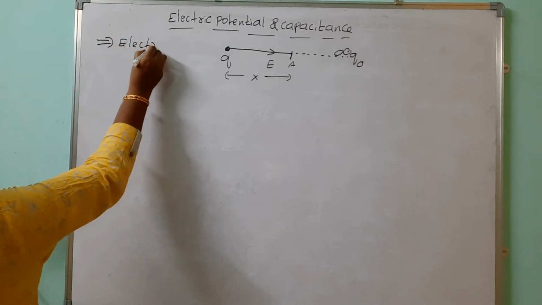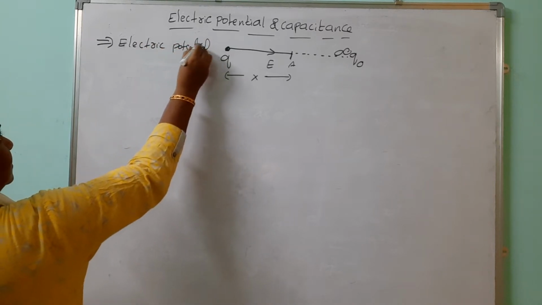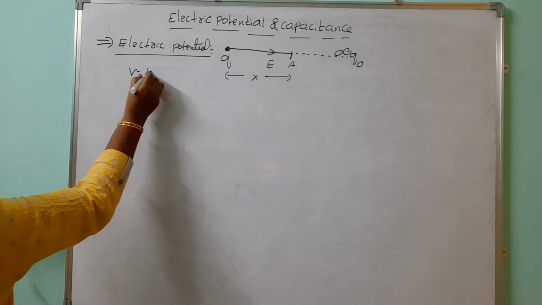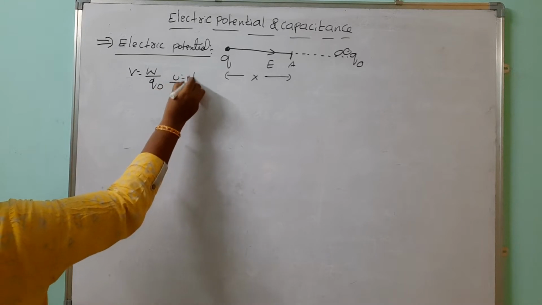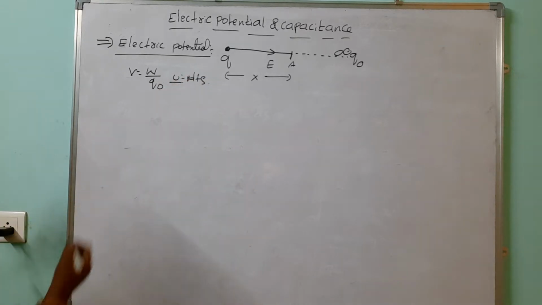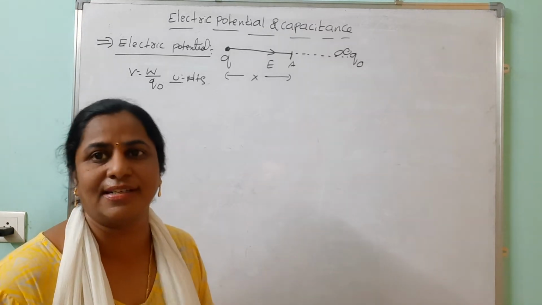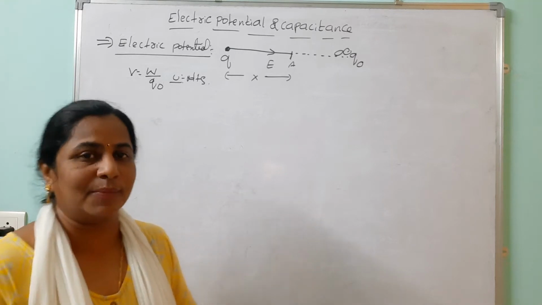So the electric potential formula is, observe clearly here, V equals W by Q naught. Simply what do you say? This is the work per unit positive charge. Force per unit positive charge is the intensity of electric field. Like that, work per unit charge is called the electric potential.